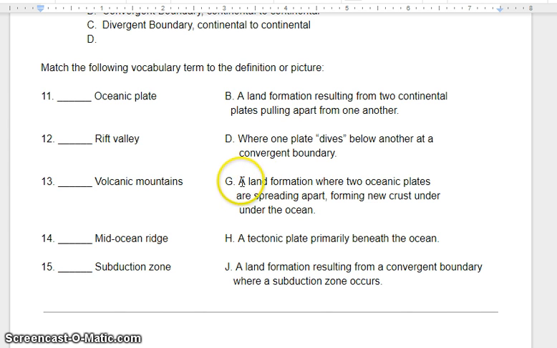G. A land formation where two oceanic plates are spreading apart, creating new crust under the ocean. H. A tectonic plate primarily beneath the ocean. And J. A land formation resulting from a convergent boundary where a subduction zone occurs. Reread these questions. Oceanic plate, rift valley, volcanic mountains, mid-ocean ridge, subduction zone.